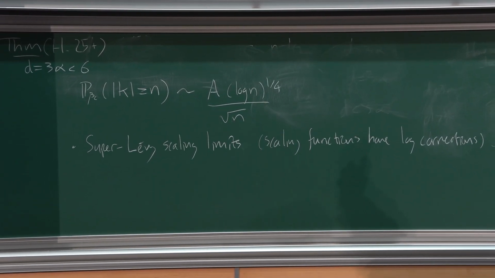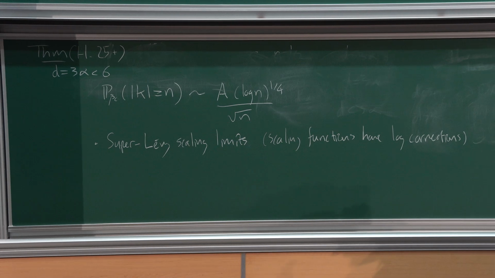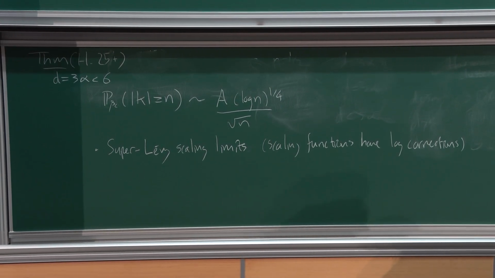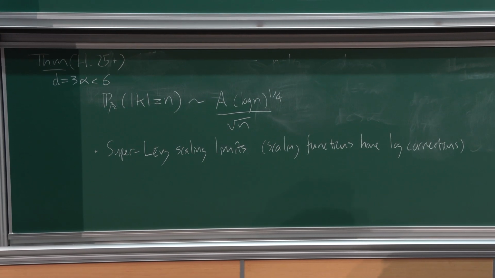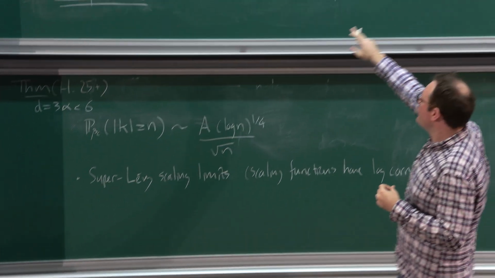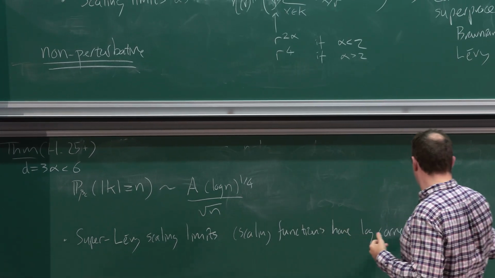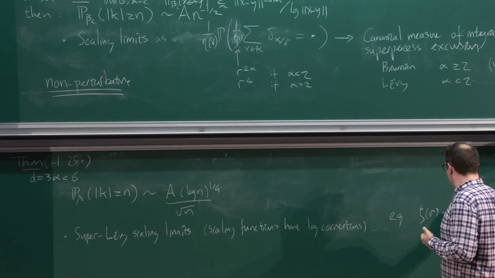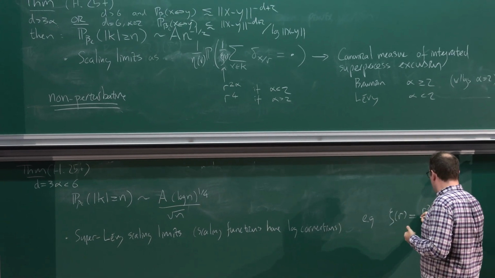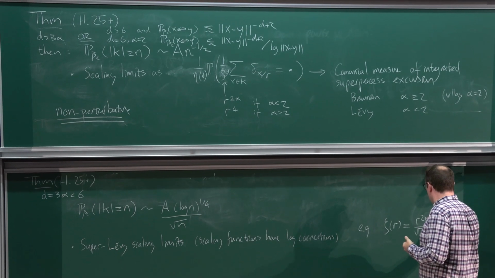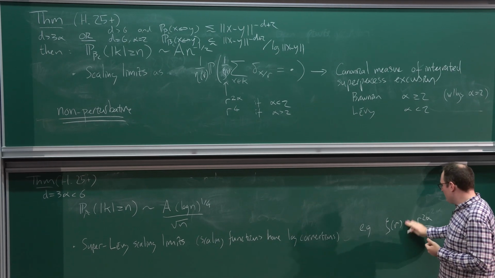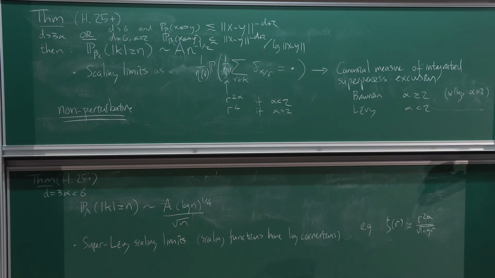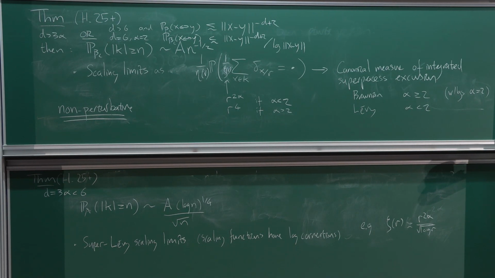And again, this scaling function, zeta r, for example, is describing the typical size of a large cluster on scale r. So in the high-dimensional case, it was r to the 2 alpha. And here it's going to be smaller by a square root log factor. So it's of this order anyway.